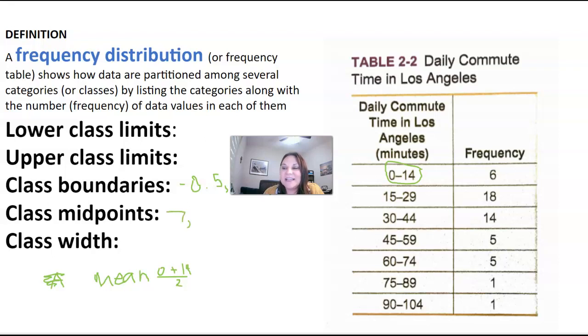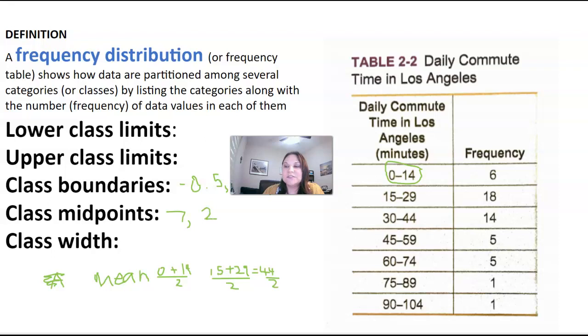And then the next class midpoint would be if I were to take 15, and then I would add 29, and then divide that by 2. And then that would be 44 divided by 2, that's 22. And that's the number that's exactly between the lower and upper limit of the class.